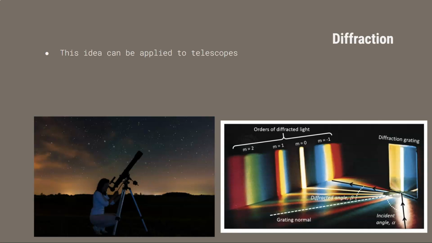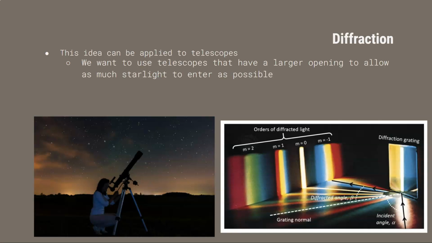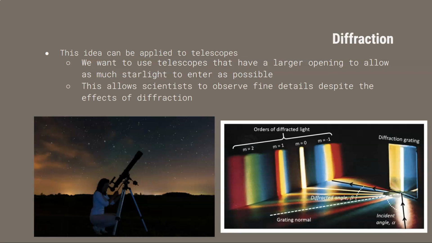Diffraction can also be applied to telescopes, because we want telescopes that have really large openings to allow as much of the starlight to enter as possible. This allows scientists to observe fine details, even though diffraction can occur. So it's really interesting. The larger the lens, the better it is. But we're going to talk a lot more about telescopes later on.